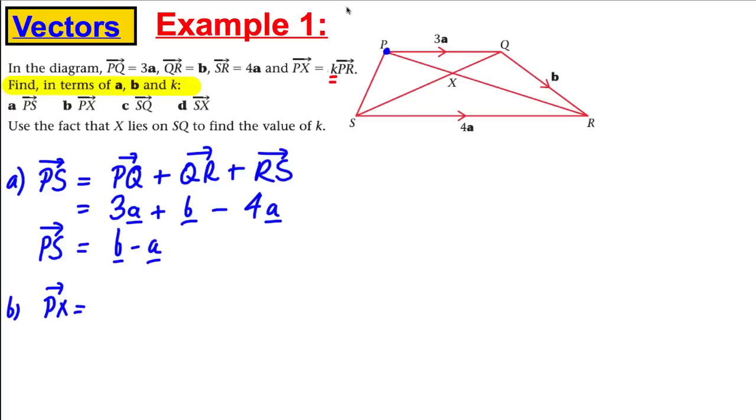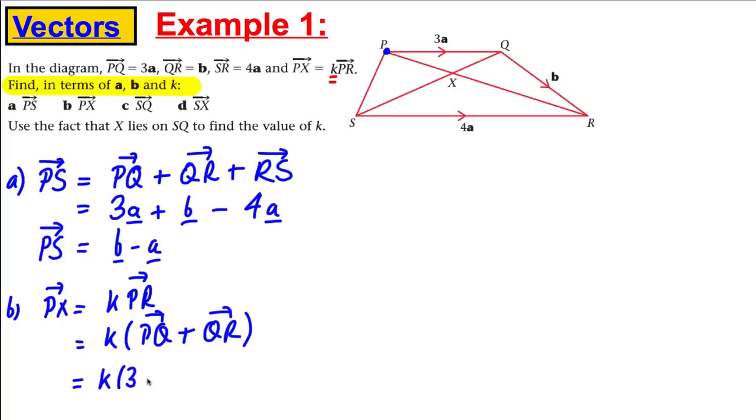So you know from the opening question that P to X is some number lots of P to R. Now, do you know what P to R is? Well, P to R you can do. P to R is P to Q plus Q to R, isn't it? P to Q is 3A and Q to R is B, so this must be K(3A plus B). Now you may think, yeah, but what is PX? Well, it's said in the question you can leave your answer in terms of K, so we're absolutely fine to do that.